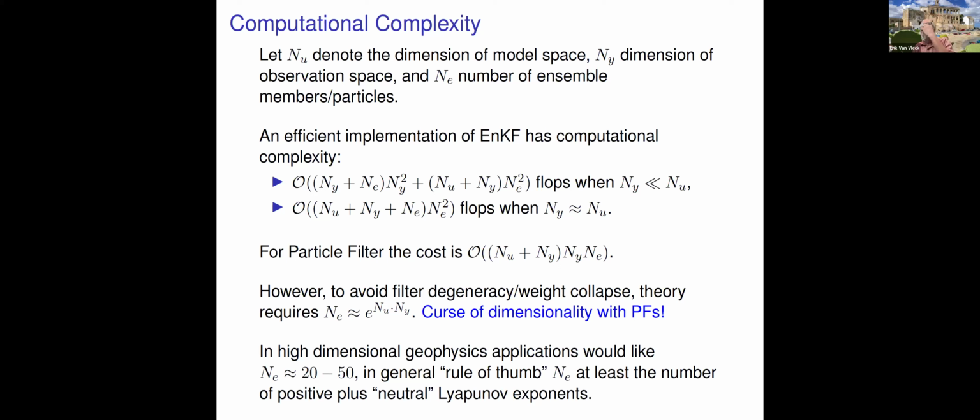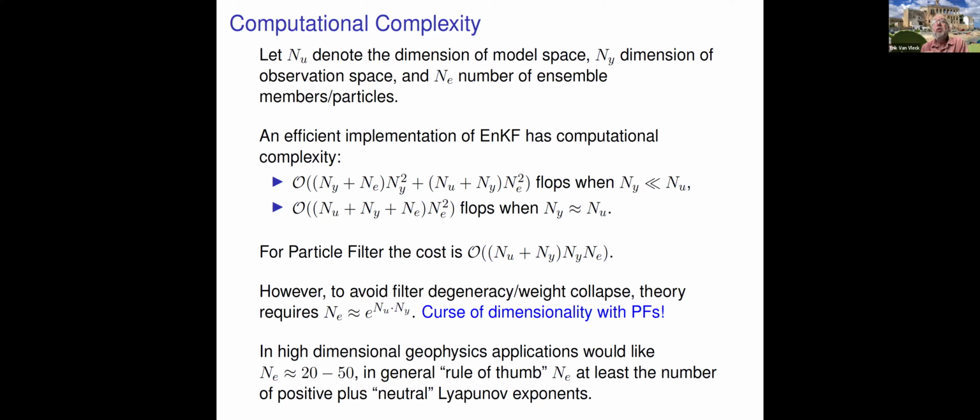Particle filters have a similar cost. Another thing, which I think I've mentioned, is that particle filters have this filter degeneracy or weight collapse. For example, for the optimal proposal particle filters, the number of ensemble members that the theory suggests we're going to need is exponential in the dimension of the model space and the dimension of the observation space. This really makes it difficult to effectively apply particle filters.